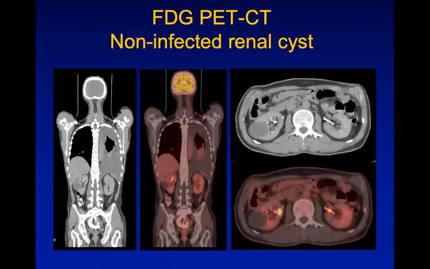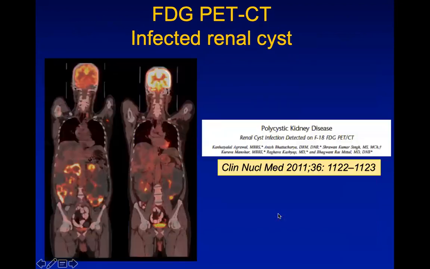How much of a role does FDG PET CT have in renal function evaluation? If you can afford it, and if the patient can afford it, and if you have the facility available. Now, this is an FDG PET CT in a patient. This is a classical normal renal cortical cyst that we routinely come across. A non-infected cyst has no uptake, but because the FDG is cleared out through the kidneys, you find a little bit of FDG present in the collecting system.